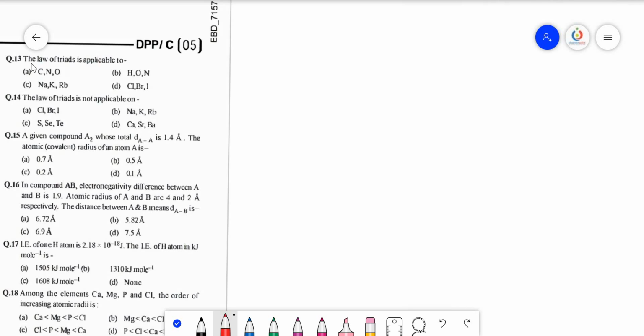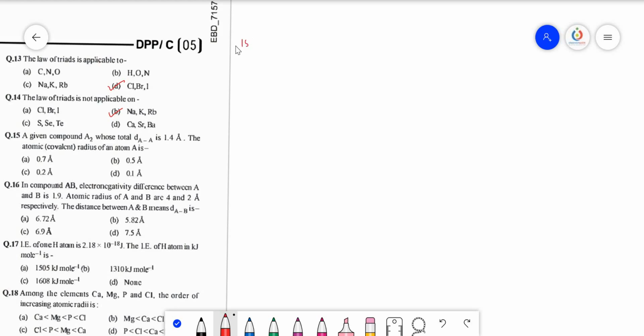Let's solve the next question. 13. The law of triads is applicable to chlorine, bromine and iodine. And the 14th one is, the law of triads is not applicable to. We have to search all this. Among these, it is not applicable to sodium, potassium and rubidium. These are just conceptual questions which are to be followed from the given book.